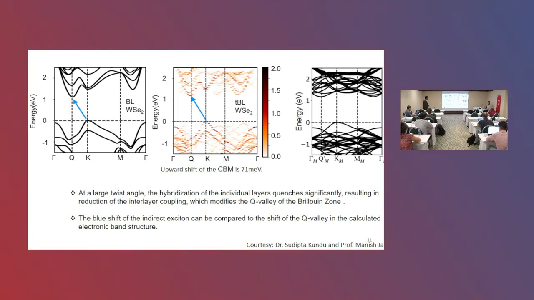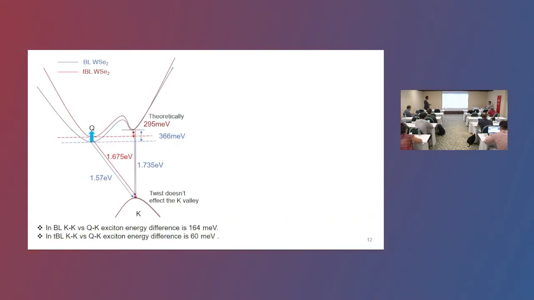After doing the calculation, we have found that, obviously, since the twist angle is near 20 degrees, the overall hybridization is small as compared to the normal bilayer case, okay? So that's why there is an upward shift of the conduction band minima, that is the Q point, okay? This conduction band minima has modifications. And we directly find this if you compare the bilayer spectrum with the twisted bilayer case. We have found there is around a 100 millielectron volt shift as compared to the bilayer case, okay?